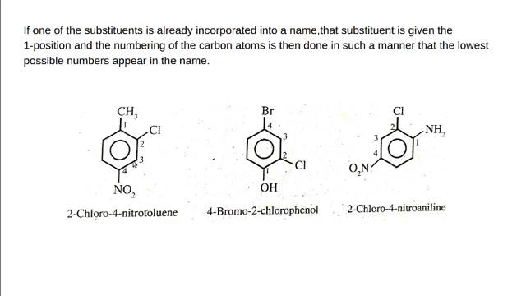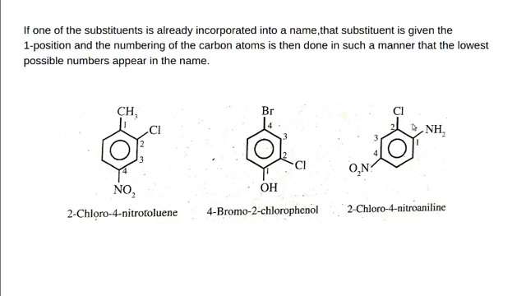Then all other substituents should get the lowest possible numbers. That means if we name this compound in this way, 1, 2, 3, 4, 5, 6, then the substituents will get high numbers. So this is the only way to name this compound: 2-chloro-4-nitrotoluene. In this case, this is a derivative of phenol. So the only possible way of naming this compound, in order to get the lowest possible numbers for the other substituents, is this way: 4-bromo-2-chlorophenol.